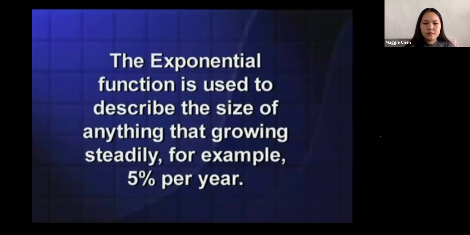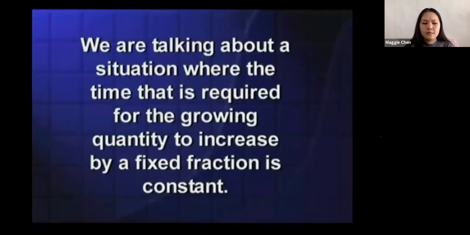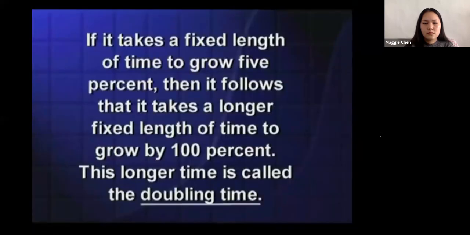So you say, well, what's the exponential function? This is a mathematical function that you would write down if you're going to describe the size of anything that was growing steadily. If you had something growing 5% per year, you'd write the exponential function to show how large that growing quantity was year after year. And so we're talking about a situation where the time that's required for the growing quantity to increase by a fixed fraction is a constant. 5% per year, the 5% is a fixed fraction, the per year is a fixed length of time. Now that's what we want to talk about, it's ordinary, steady growth. Well, if it takes a fixed length of time to grow 5%, it follows it takes a longer fixed length of time to grow 100%.